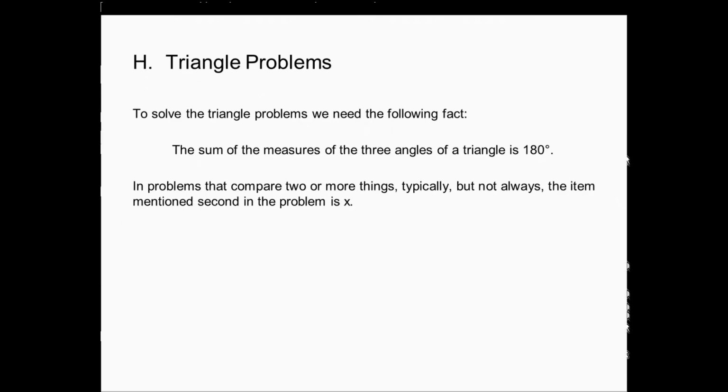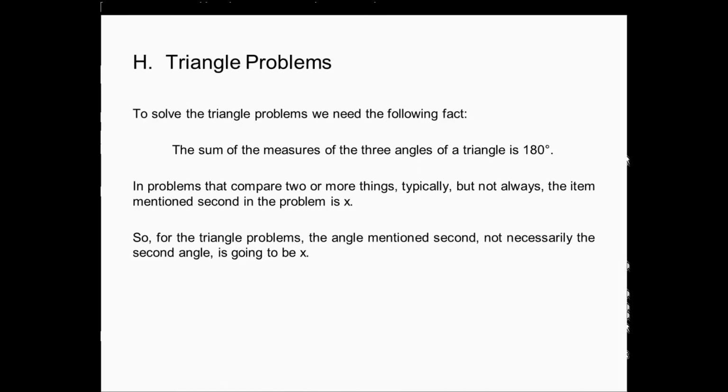Okay, now in problems that compare two or more things, typically, but not always, the item mentioned second in the problem is going to be x. So again, typically, but not always. So for the triangle problems, the angle mentioned second, okay, not necessarily the second angle, but the angle mentioned second is going to be x. Now when you answer them, answer in the order of first angle, second angle, third angle. Or if it asks you for the largest angle, give the largest. If it asks you for the smallest, give the smallest. So again, read the directions of the problems carefully and be sure you answer the way you're supposed to answer. Don't answer more, and don't answer less.